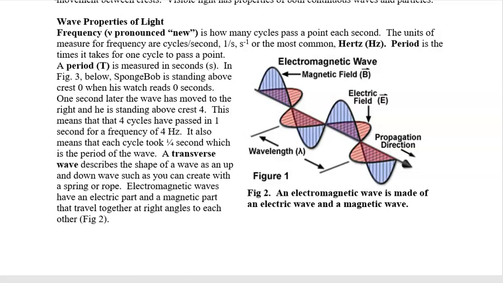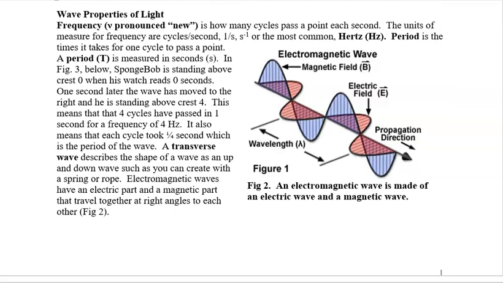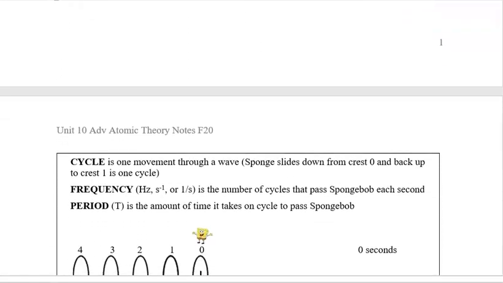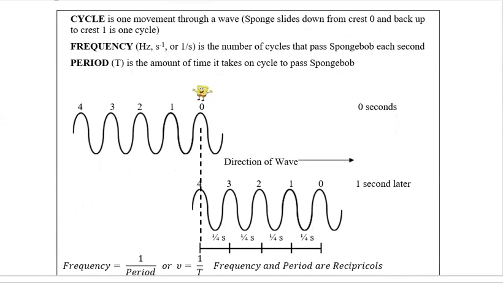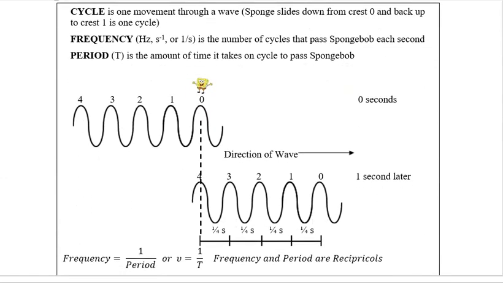Period is the time it takes for one cycle to pass a point. A period, and the abbreviation for period is T, is measured in seconds. In figure 3 below, SpongeBob is standing above crest 0 when his watch reads 0 seconds. So let me just scroll ahead to that on the next page. So here in this box we explain the entire concept. So cycle is one movement through a wave. If SpongeBob slides down from crest 0 and back up to crest 1, that's one cycle.